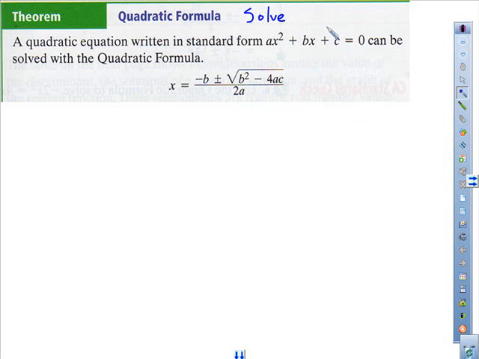Second, you have to make sure that the quadratic is equal to 0. So you have to make sure it equals 0 first. So a, b, and c are on one side together, and the quadratic equals 0. For the most part, I try and keep a positive, but it can be negative.